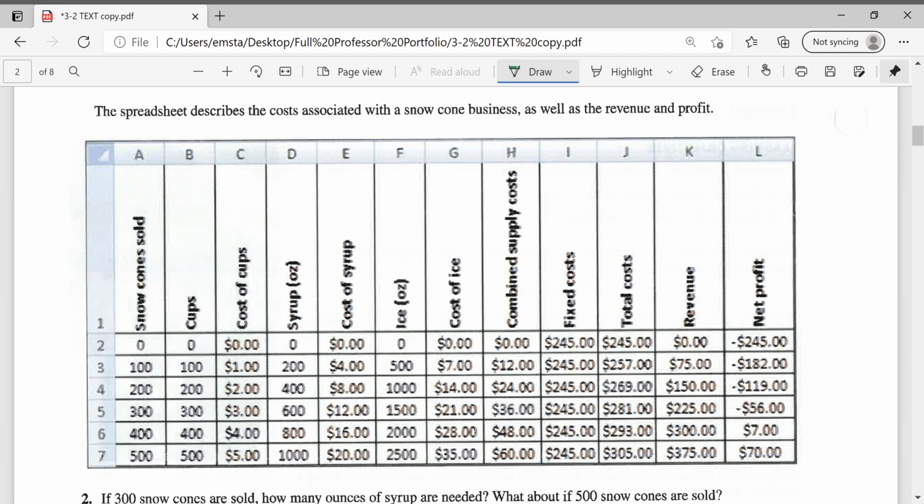Column I is a fixed cost. You notice it's the same all the way down. It's just some fee we have to pay. J is the total cost, so it's actually column H plus column I. K is the revenue, so that's how much money I'm earning when I sell snow cones. And then L is the profit. It is my column K minus my column J.